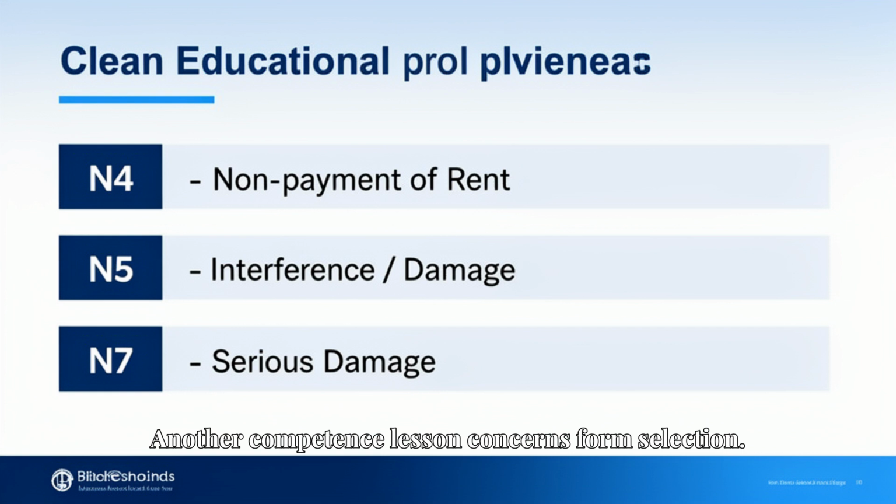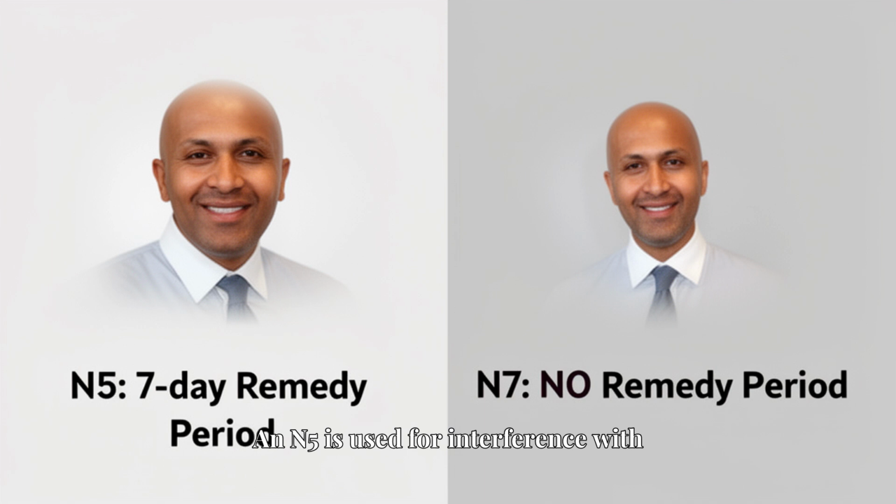Another competence lesson concerns form selection. Ontario eviction notices include several different forms. An N4 is used for non-payment of rent. An N5 is used for interference with reasonable enjoyment, damage, or overcrowding. The first N5 includes a 7-day remedy period. An N7 is used for serious damage or safety issues and does not provide a remedy period. Choosing the wrong form can be fatal to the case.